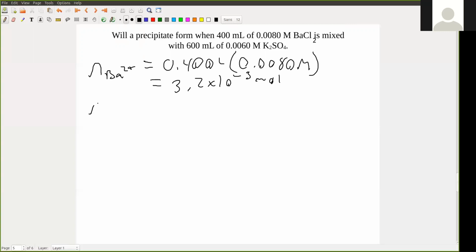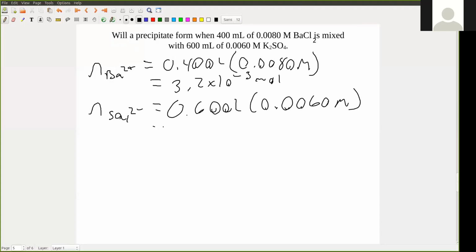And similarly, we can calculate the number of moles of sulfate, which would be 0.600 liters times 0.0060 molar, which gives us 3.6 times 10 to the minus 3 moles.